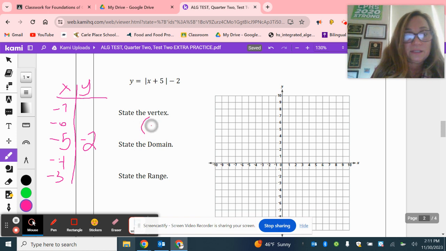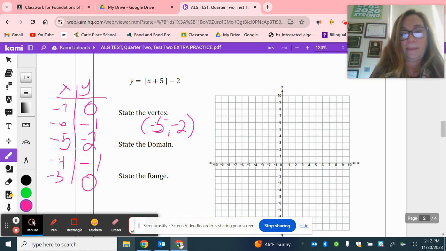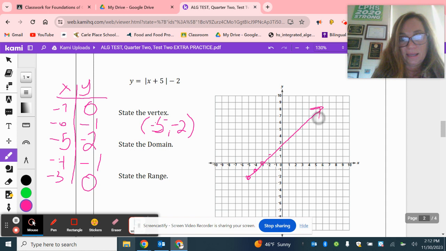Okay. So this is my vertex. I guess I have to get new pens. And then this is an increasing function, so it's going to look like that. Okay. So I've got -5, -2. Oops, sorry. All right. And I'm going to try to draw this really nice for you. Kind of didn't work out, but it's okay.